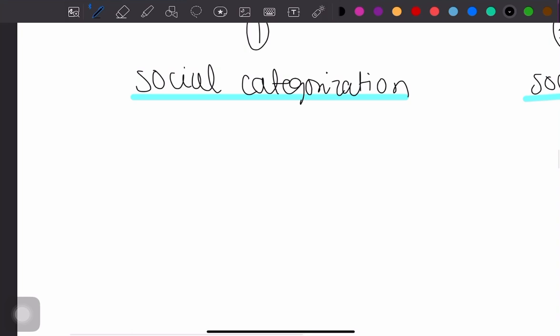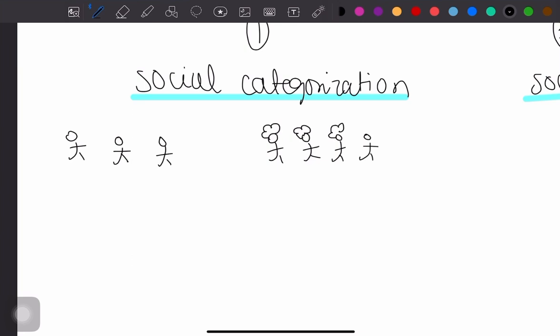Social categorization is when you have a bunch of people. So let's say we have these three groups. They're all people, but they have different characteristics and they belong to different groups. Let's say this is our third group. So what social categorization is, is basically when you put these people into groups. So you say this is group A, this is group B, and this is group C.